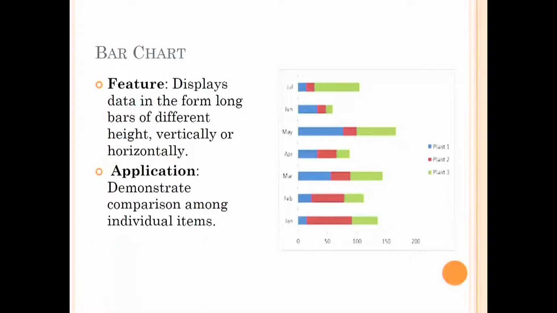The first is a bar chart. The feature of a bar chart is it displays data in the form of long bars of different heights, vertically or horizontally. And application of a bar chart is it demonstrates comparison among individual lines. So you can also see this is an example of a bar graph.